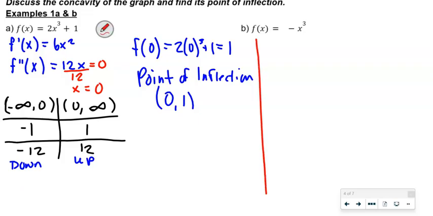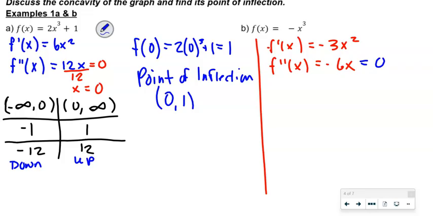Let's do another one over here. Again, we take the first derivative, and that's going to give us negative 3x squared. Then we take our second derivative, which gives us negative 6x. Set that equal to 0 again, dividing both sides by negative 6, so x is equal to 0 here.